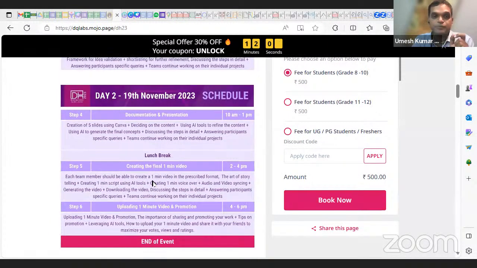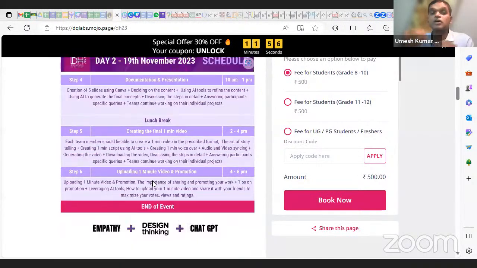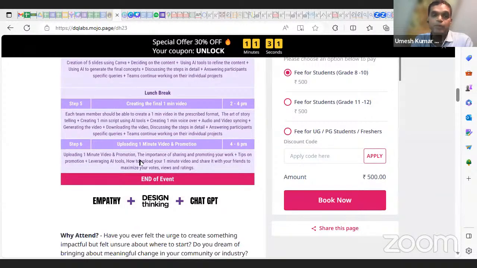Step 5 is creating the final 1-minute video. As an outcome of DHU, we will give all the steps required for a participant to create a video, even if they have never created a video in the past. We will teach them how to create that 1-minute video using the technology tools available. The last step will be uploading the 1-minute video and kickstarting the promotion of their solution.